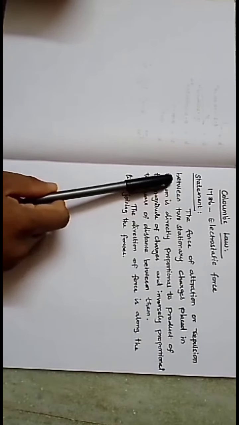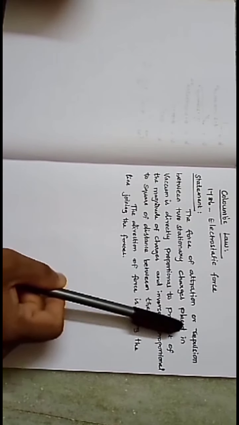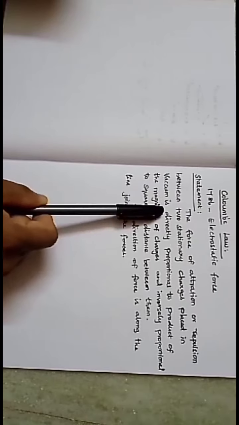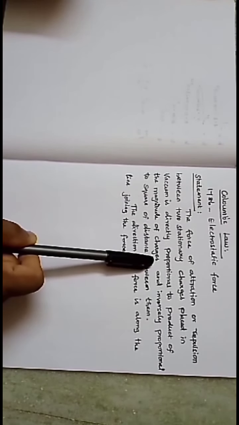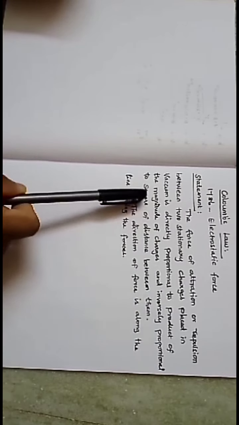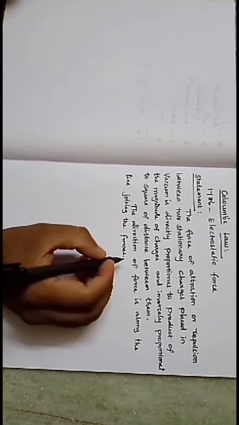Okay students, this is the statement of Coulomb's law. It is an important 3 mark question answer. The force of attraction or repulsion between two stationary charges placed in vacuum is directly proportional to the product of the magnitude of the charges and inversely proportional to the square of distance between them. The direction of force is always along the line joining the forces. Okay, right? It is the statement of Coulomb's law.